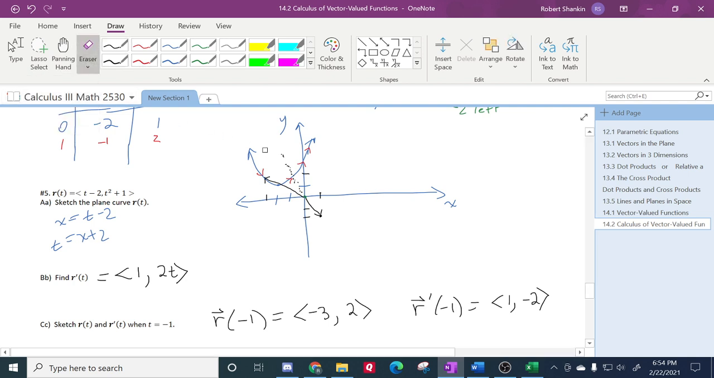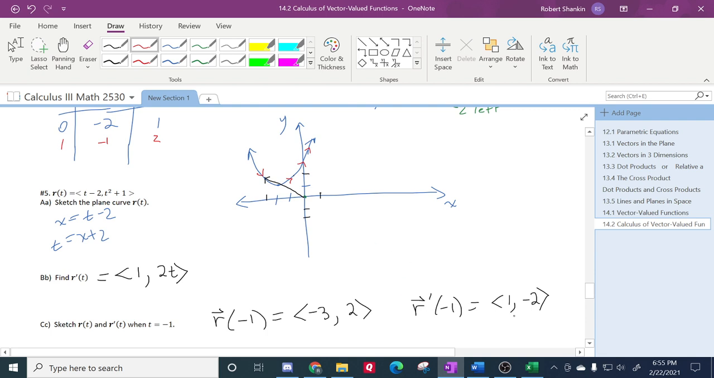I think I would probably move the origin point of r prime of -1 to the coordinates -3, 2. Very good. Yes, we don't want r prime of 1 emanating from the origin. For most vector functions, yes, we want it emanating from the origin, and it's appropriate for r of -1 to be emanating from the origin, and it should put us on the curve, and it does. It's a point on the curve.